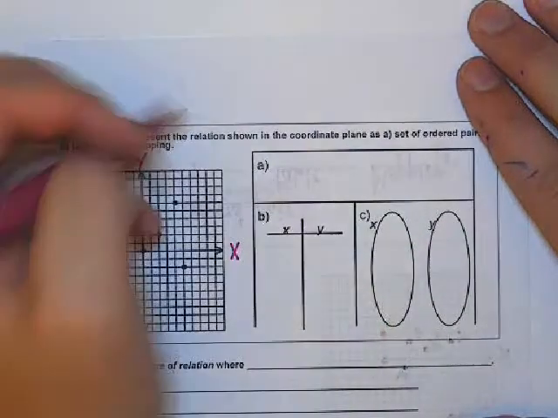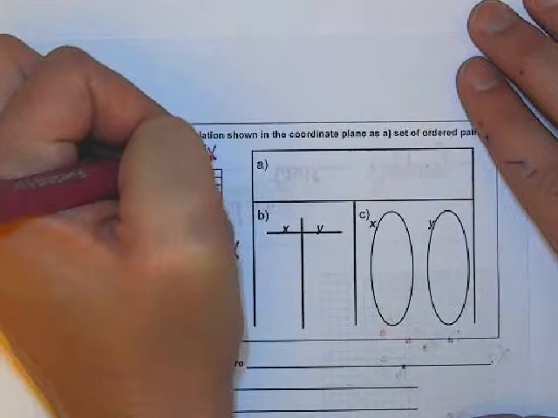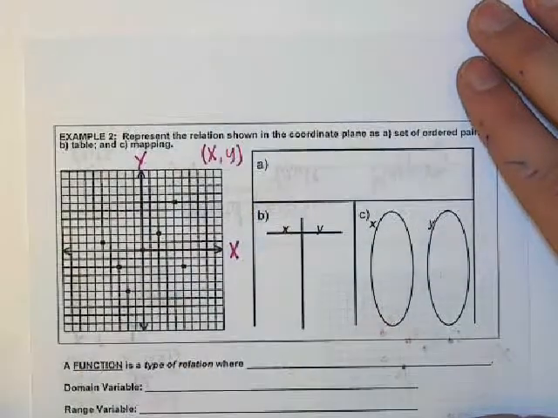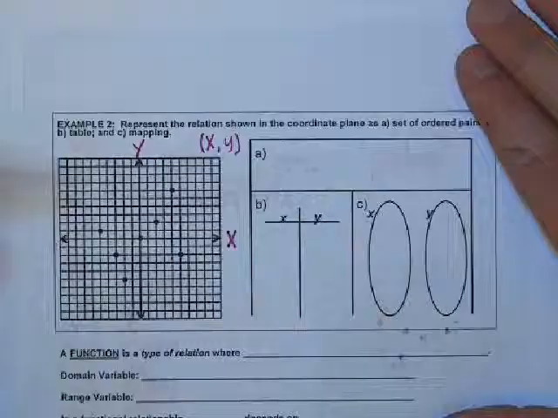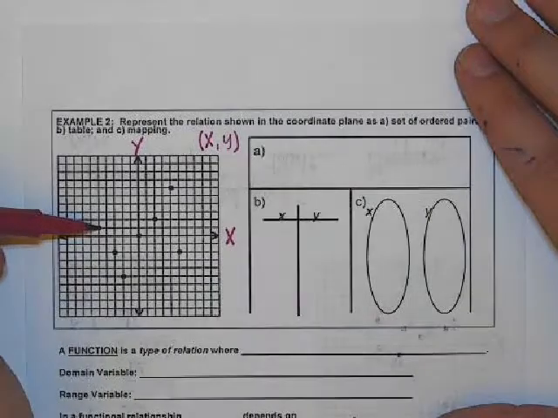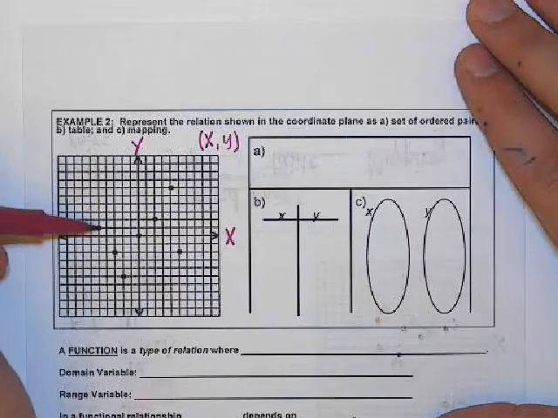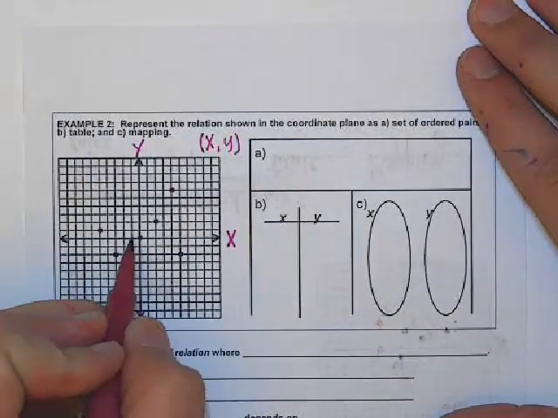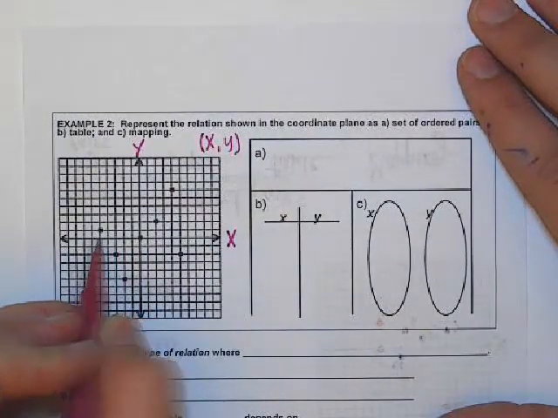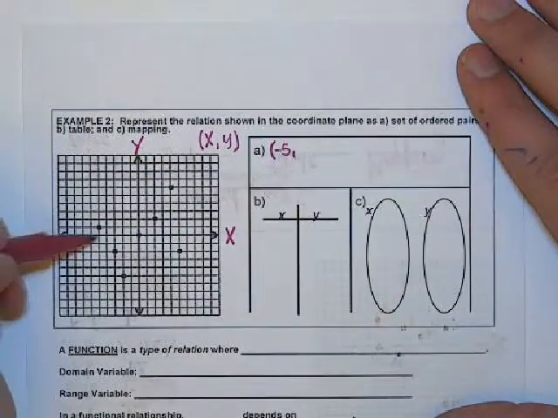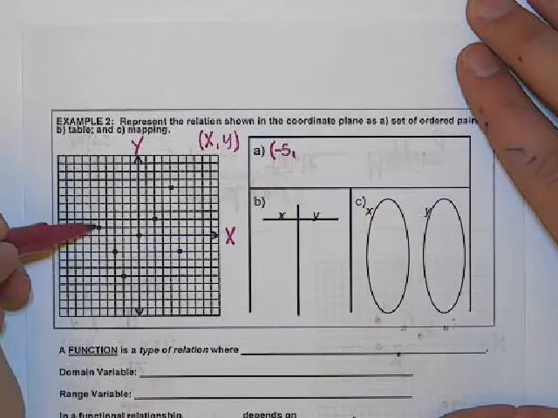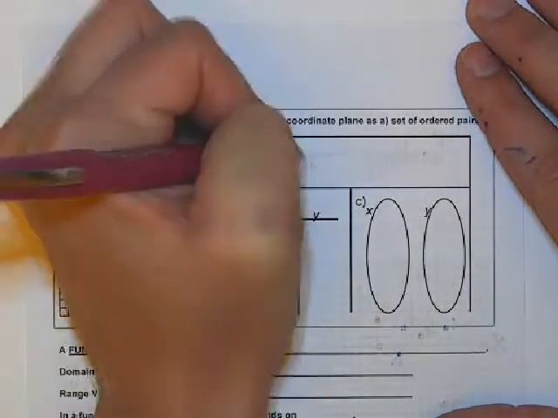And remember how we write an ordered pair is x comma y. So my x number goes first, and then my y number. All right, I'm going to start with this dot right here. And I'm going to count my x's. This is negative 1, 2, 3, 4, 5. So negative 5, comma, and then it's up 1, so that would be a positive 1.